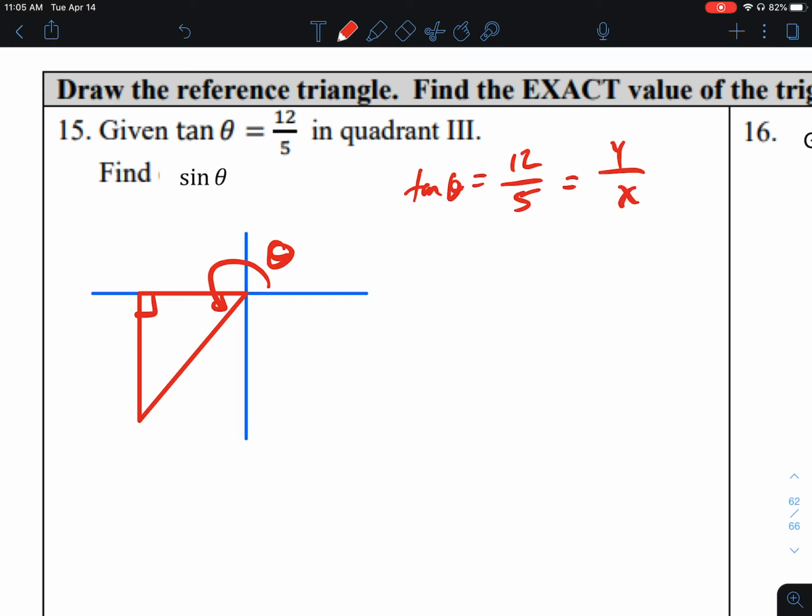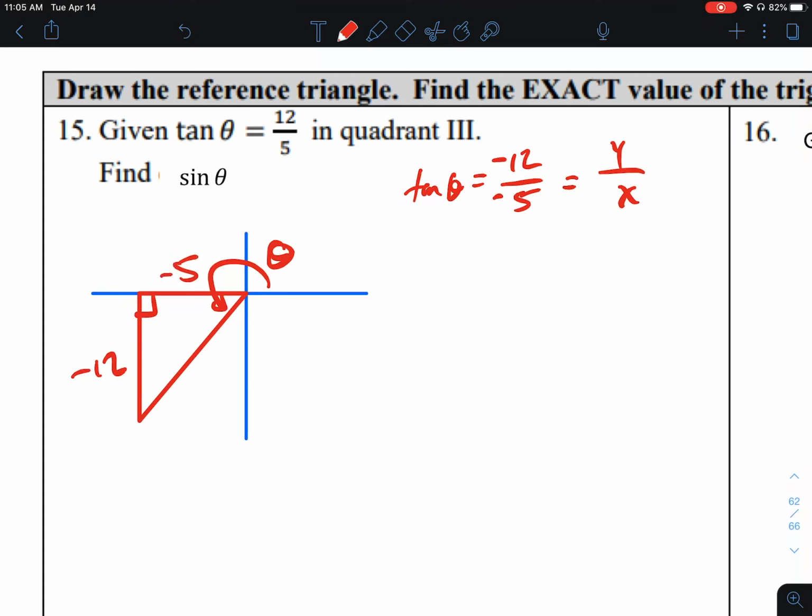What letters do we associate with tangent? Y over x. Here's why this appears to contradict itself. If y is 12 and x is 5, that has to be in quadrant 1. So how could it be in quadrant 3 and this be true? Did I make a mistake? I did not. If both of these are negative, the negatives would cancel out and make a positive. So this is actually a negative 12 over a negative 5. So y is negative 12, x is negative 5.